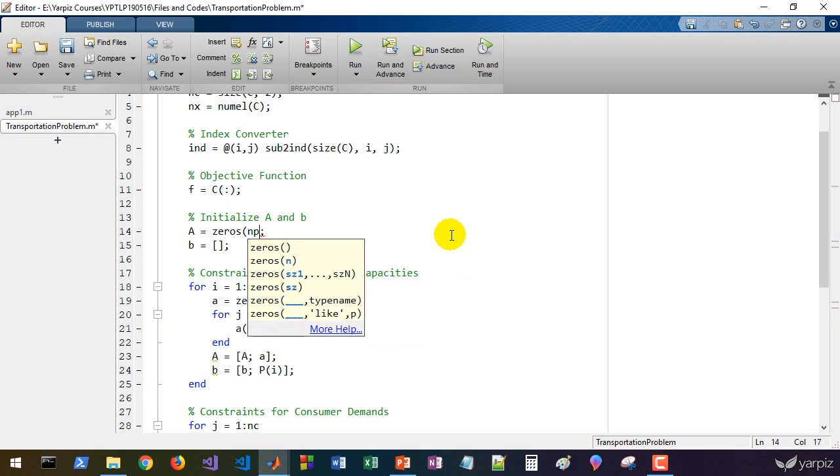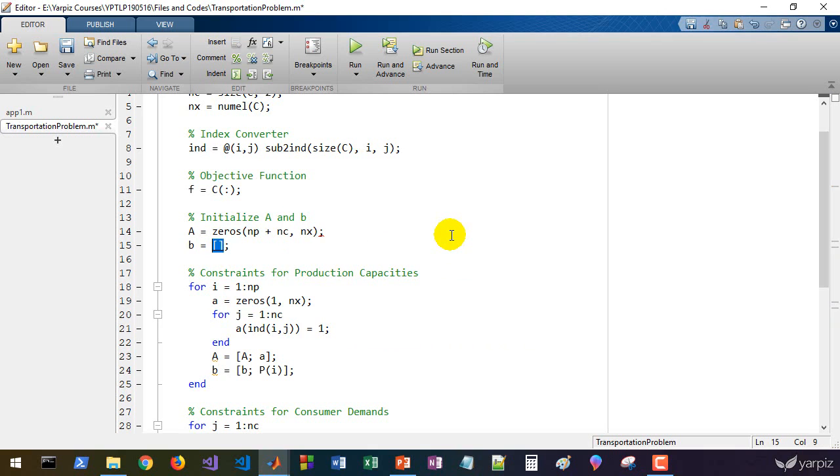It has np plus nc rows and nx columns, and this has np plus nc rows and 1 column, because we have np constraints for production capacities and nc constraints for consumer demands, and we have nx decision variables, and the right hand side of our inequality constraints are scalars.